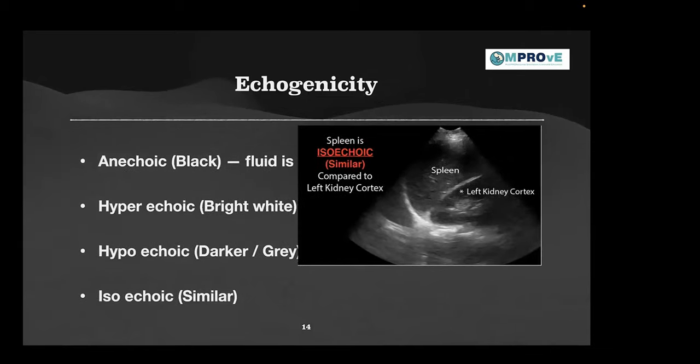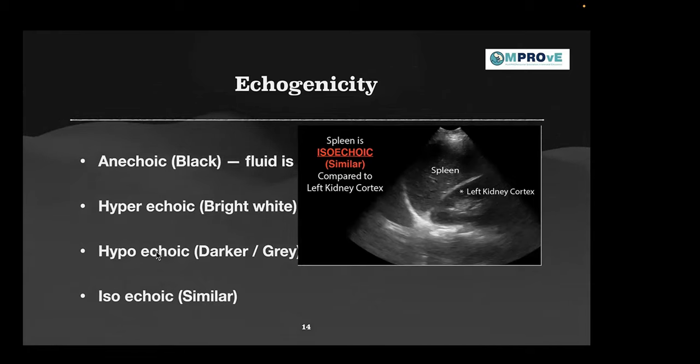So an isoechoic is again in terms of relativity, it's similar in echogenicity. So your spleen and liver, or spleen and kidney, kidney cortex to be precise, are isoechoic to each other. So it's just the play between the black and the bright white that gives you the hypoechoic and the isoechoic images.